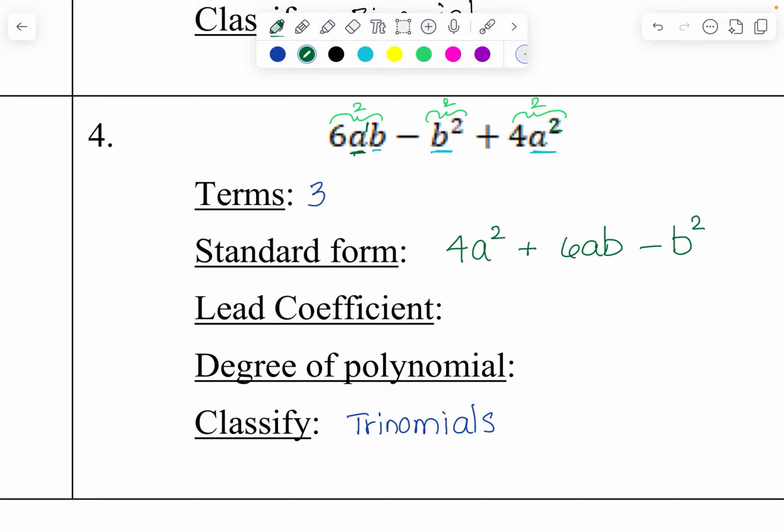Remember, it has to go in alphabetical order because this guy has an A. Your plus 6A comes next. Your plus 6AB comes next. Okay, your leading coefficient is a positive 4. Your degree of the polynomial is 2.